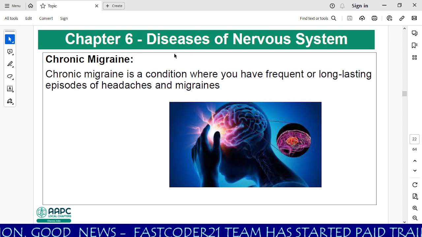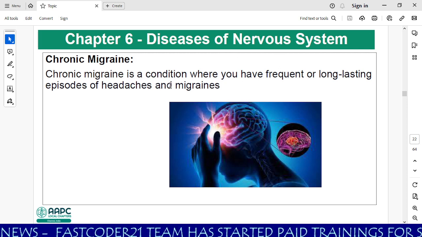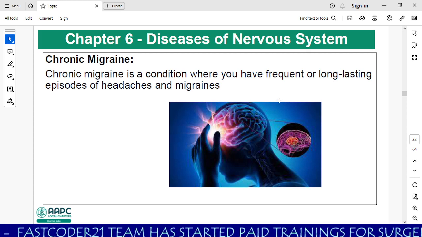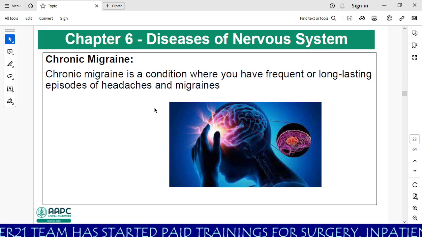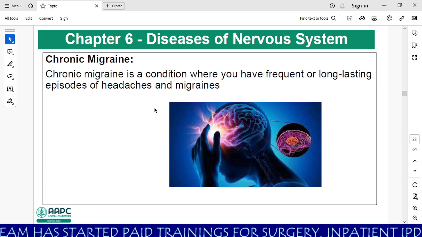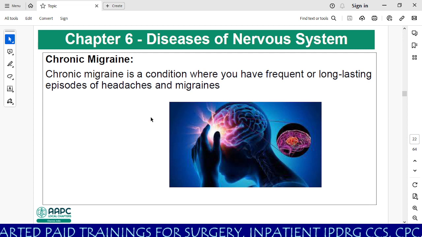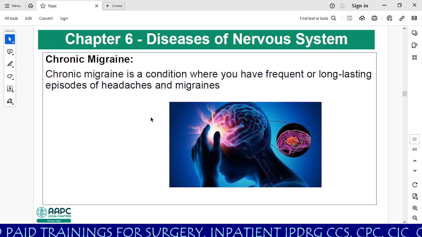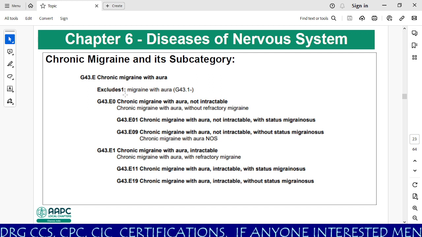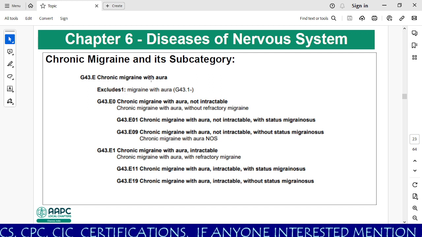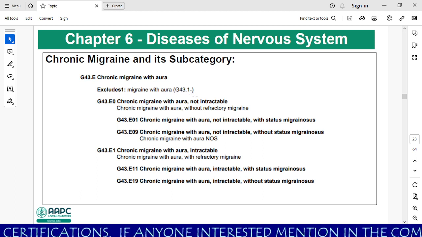Next one is for chapter 6, disease of nervous system, chronic migraine. So chronic migraine is a condition where you have frequent or long lasting episodes of headaches and migraines. So if the patient has any type of migraine which is frequent and long lasting, we need to consider it as chronic migraine. So this year they have added Excludes1 for chronic migraine with aura. So Excludes1: migraine with aura, G43.1.